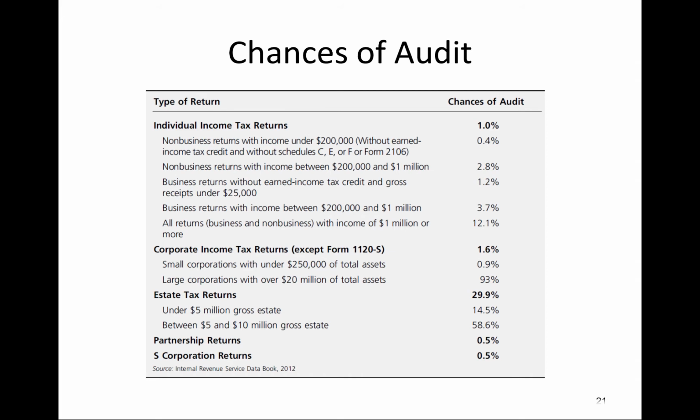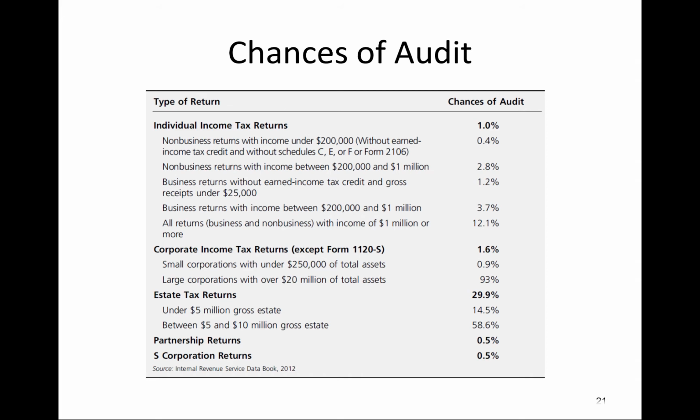Now, other things like non-business returns with income between $200,000 and $1 million, so higher income, 2.8% chance. And that's just a function of, okay, the higher you have income, the less people, and also the more types of itemized deductions you're taking and whatnot. Business returns without earned income tax credit, 1.2%. Business returns between $200,000 and $1 million, 3.7%. All returns, business and non-business of $1 million or more, 12% chance. See that? And these are individual returns, meaning on a 1040. So the business is dealing with, you're talking about 1040s with sole proprietorships and whatnot.